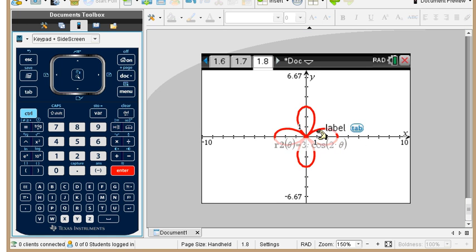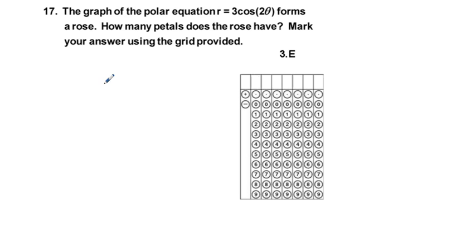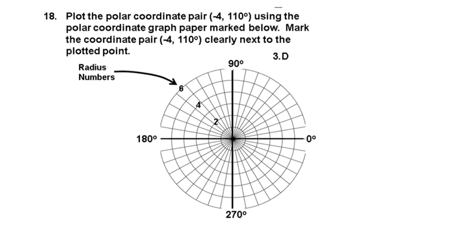We get 4, we count 4 petals in our rose graph there. So I'm going to put 4 petals. And the number of petals is our answer, so we're just going to put here 4 and bubble that in. That's it. Very simple.